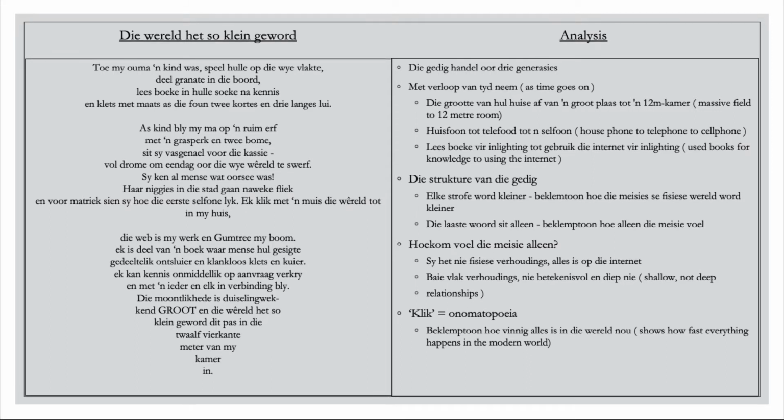Then it's also important to note that each paragraph describes a different generation. So the first one that we'll read is the grandmother, the second one is the mom, and the third one is the daughter. Now we're going to look at the type of technology that they used.